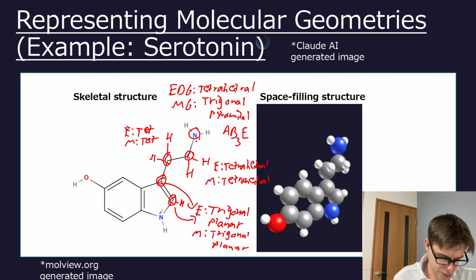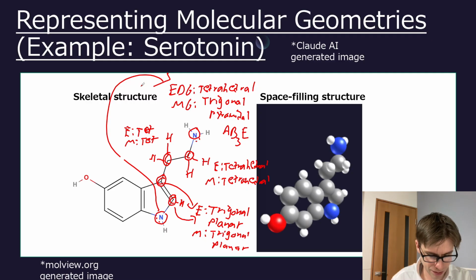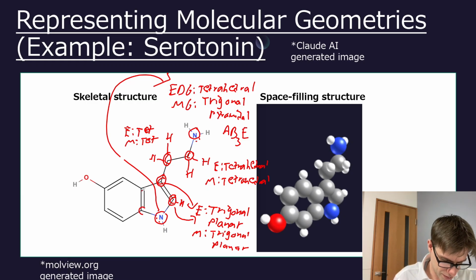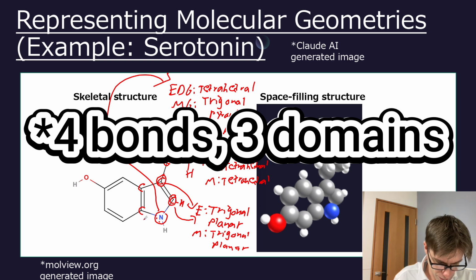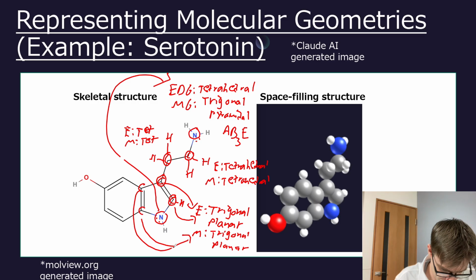What about this nitrogen on the bottom? Does this have any lone pairs? Yes, it does. It's forming 3 bonds, no charge or anything, so it's got a lone pair here. So this nitrogen will be the same as the one that we did first. Tetrahedral electron domain geometry, trigonal pyramidal molecular geometry. Okay, we've got 2 carbons here. They both form 4 bonds, no lone pairs. They're going to be the same as these.